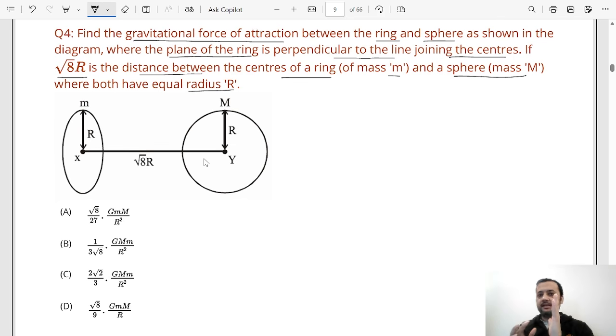So basically, if you imagine the ring is like this and the sphere is like this, the line joining the centers x and y is perpendicular to the ring. So this is how the line joining the centers is, and the ring is like this. Okay. Now how can we do this?